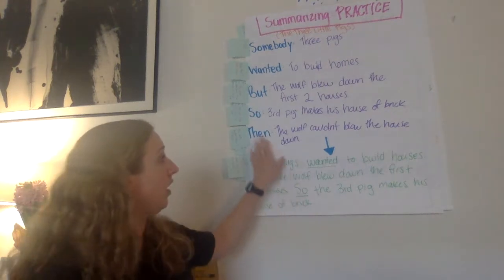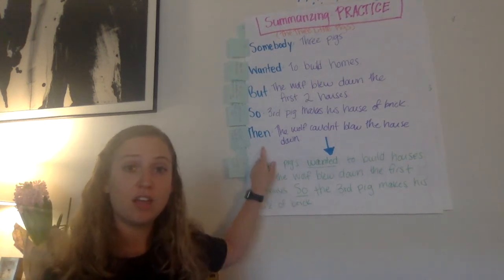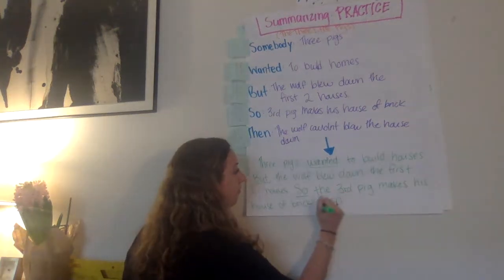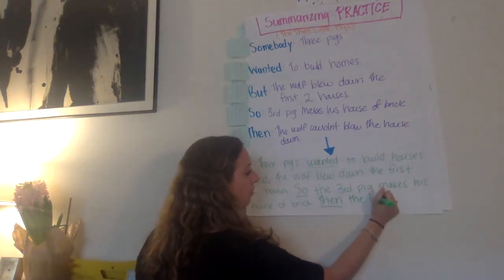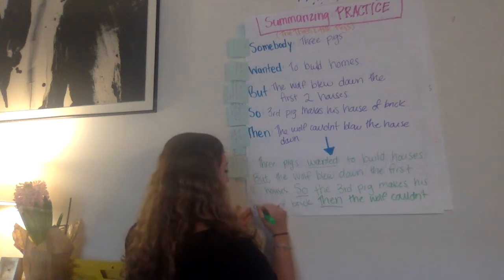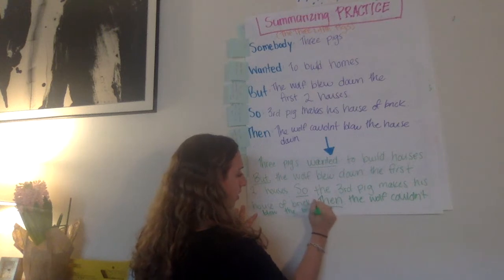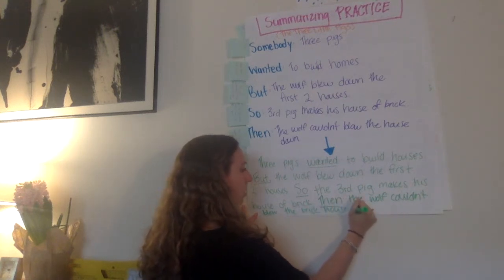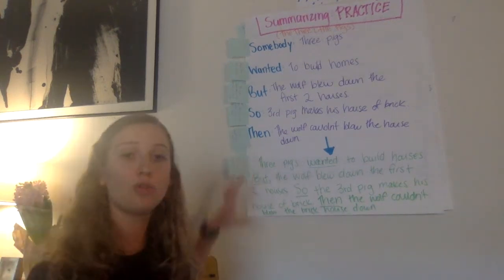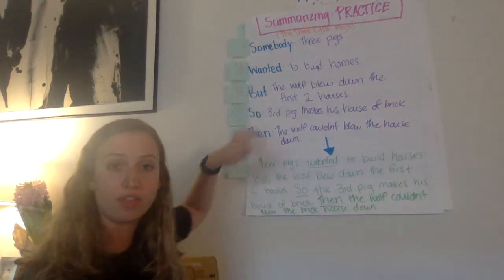Then, at the end of our story, the wolf couldn't blow his house down, and the pig lives happily ever after. And we can still use that keyword, then. Then, the wolf couldn't blow the brick house down. All right? So there you have it. A nice short summary of the 3 little pigs using our somebody wanted, but, so, then.